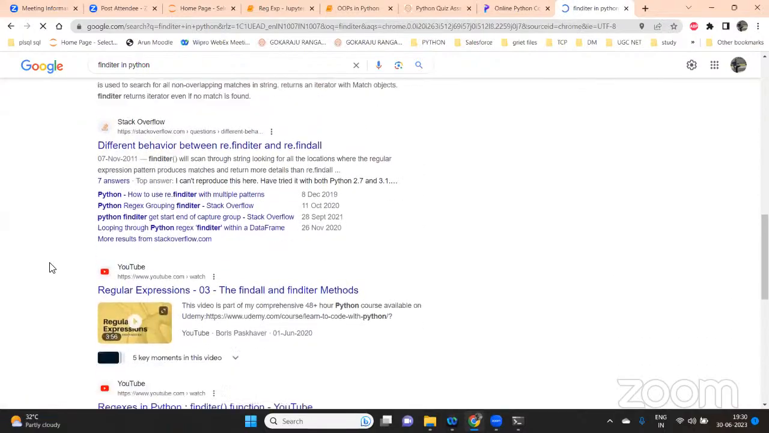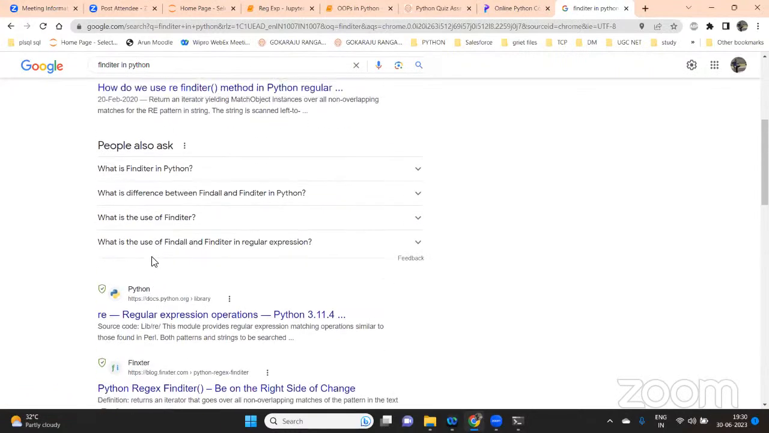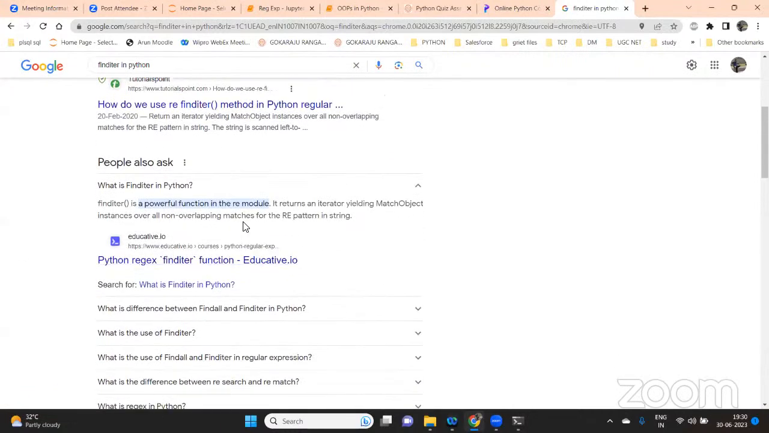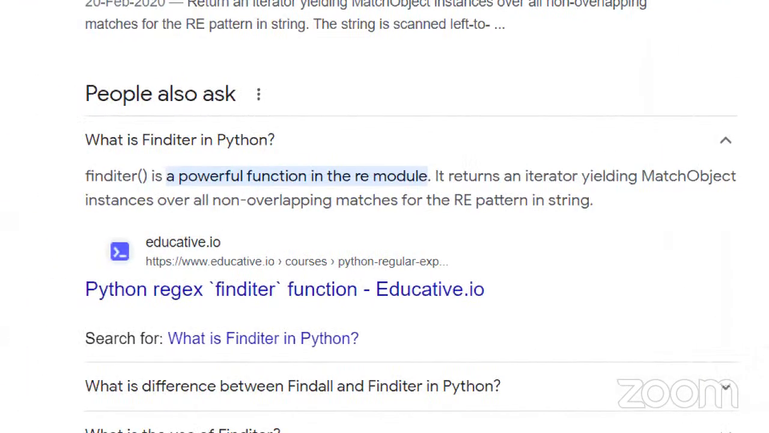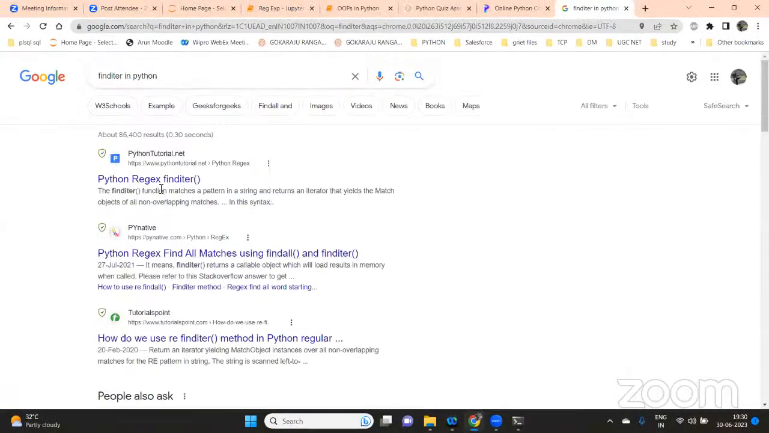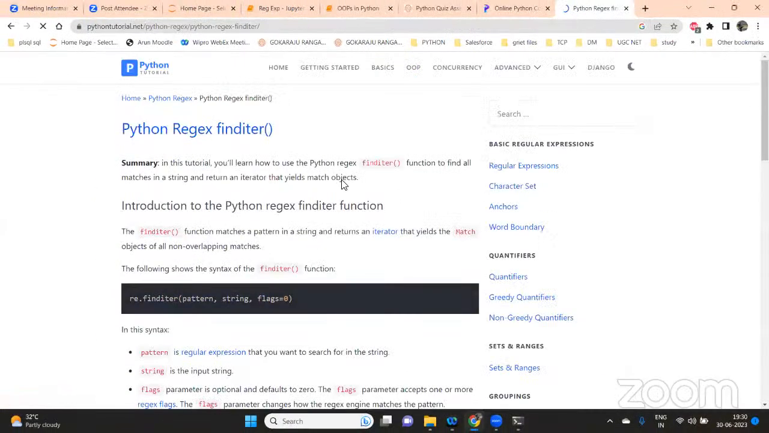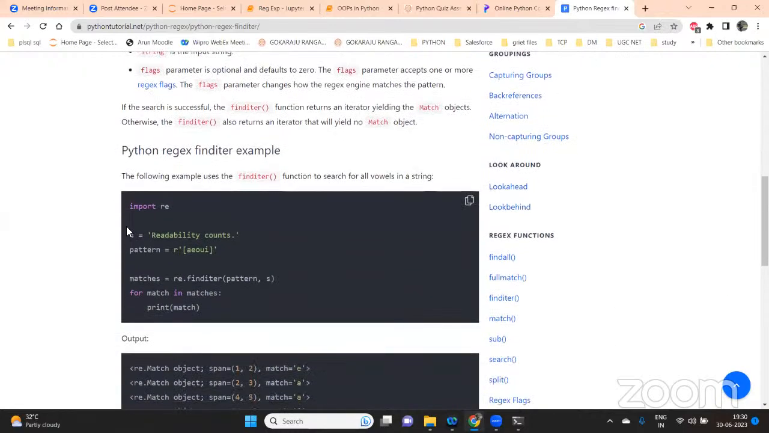So a lot of content you will get. The only thing is you should understand whatever you are learning. So what does it do? It returns an iterator yielding match object instance over all non-overlapping matches. When you read this kind of definitions, it's not easy to follow up. So always learn through the examples.